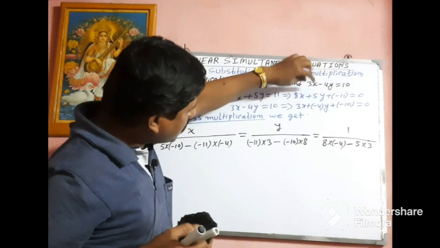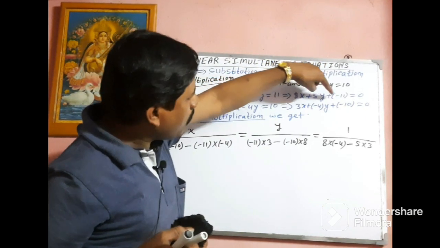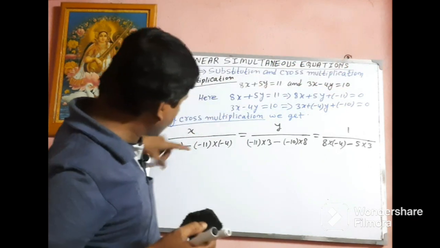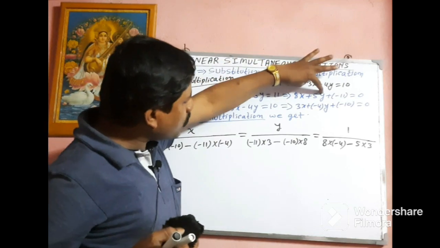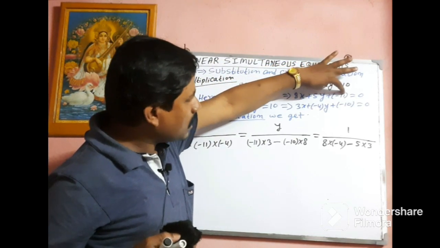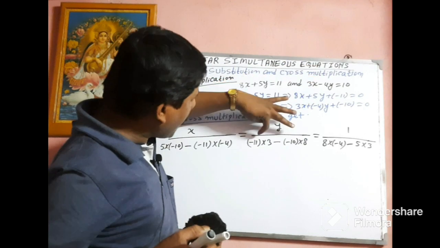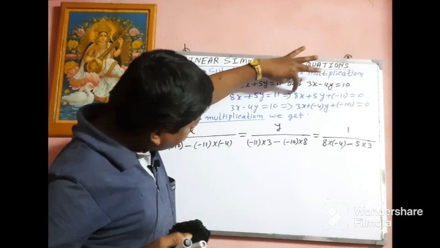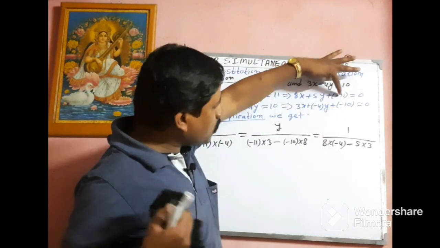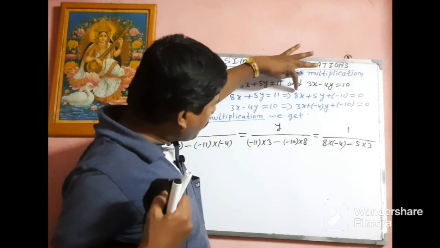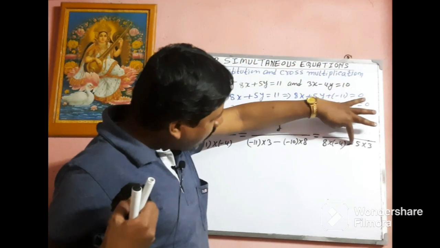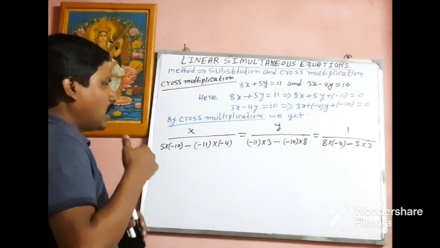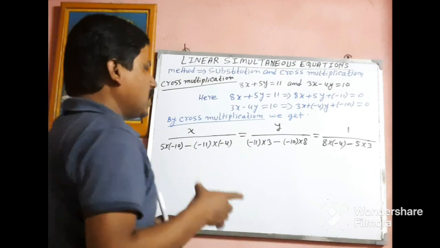So when you put the x, then multiply 5 with minus 10 and minus, then multiply these two. When you consider the y, then multiply starting from here, minus 11 by 3, then minus, 10 into 8. And then the constant part: when you move to the constant part, then multiply starting from 8 by minus 4 and minus, 5 multiplied with 3. This is the process in cross multiplication.